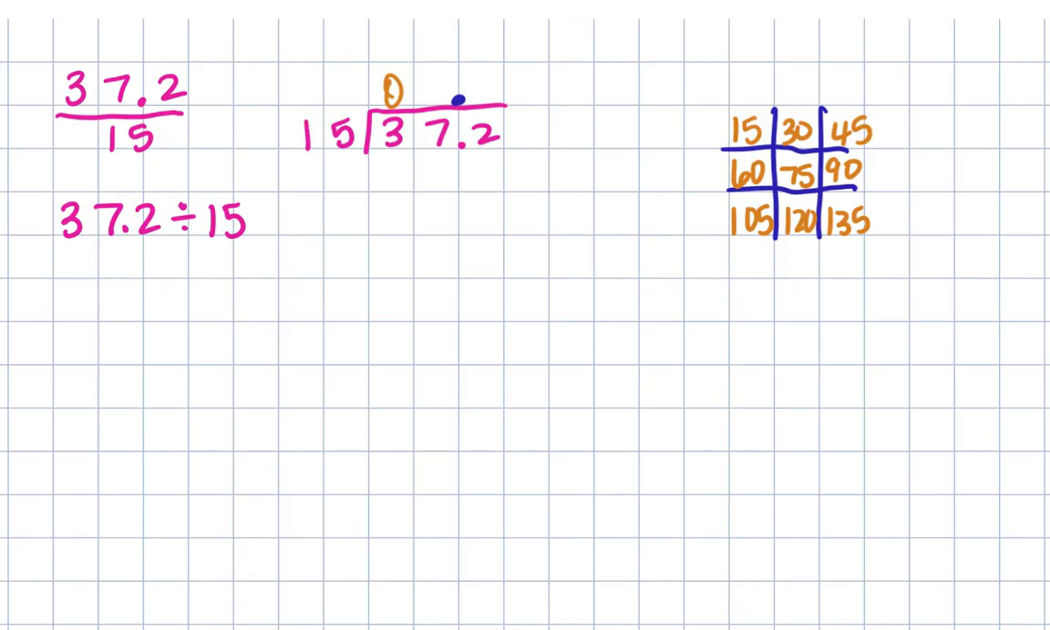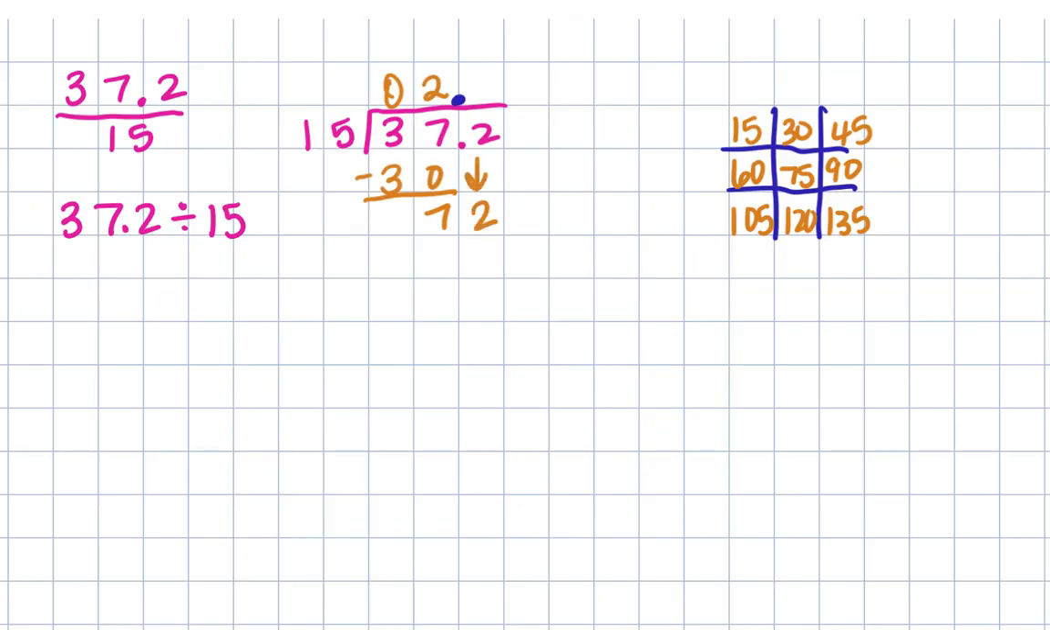So now I'm going to look at 15 into 37. What's the closest I can get to 37 without going over? 30, which is multiplying by 1, 2. So I'm going to put the 30 right here and the 2 right here. I subtract and I get 7. So I bring down that 2.